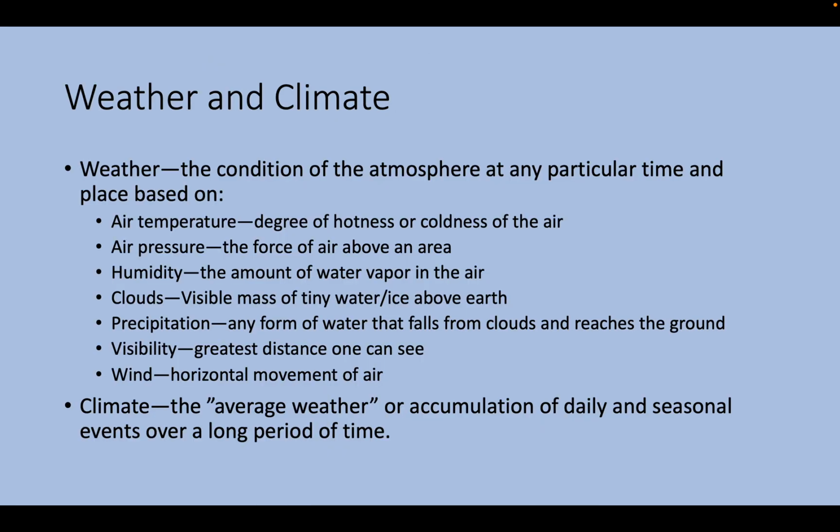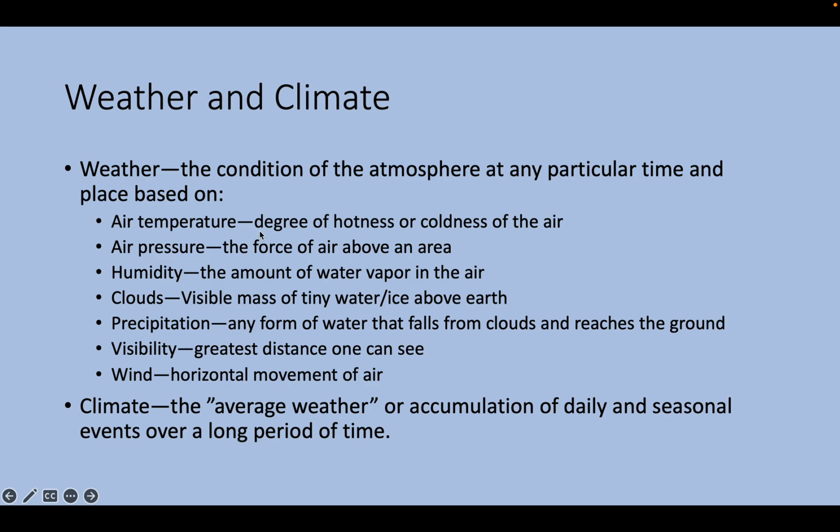Okay, so weather and climate. Difference between these. Weather is more of a right here, right now, and climate is long term. So weather is the condition of the atmosphere at any particular time and place based on these conditions: the air temperature, air pressure, humidity, clouds, precipitation, visibility, and wind.